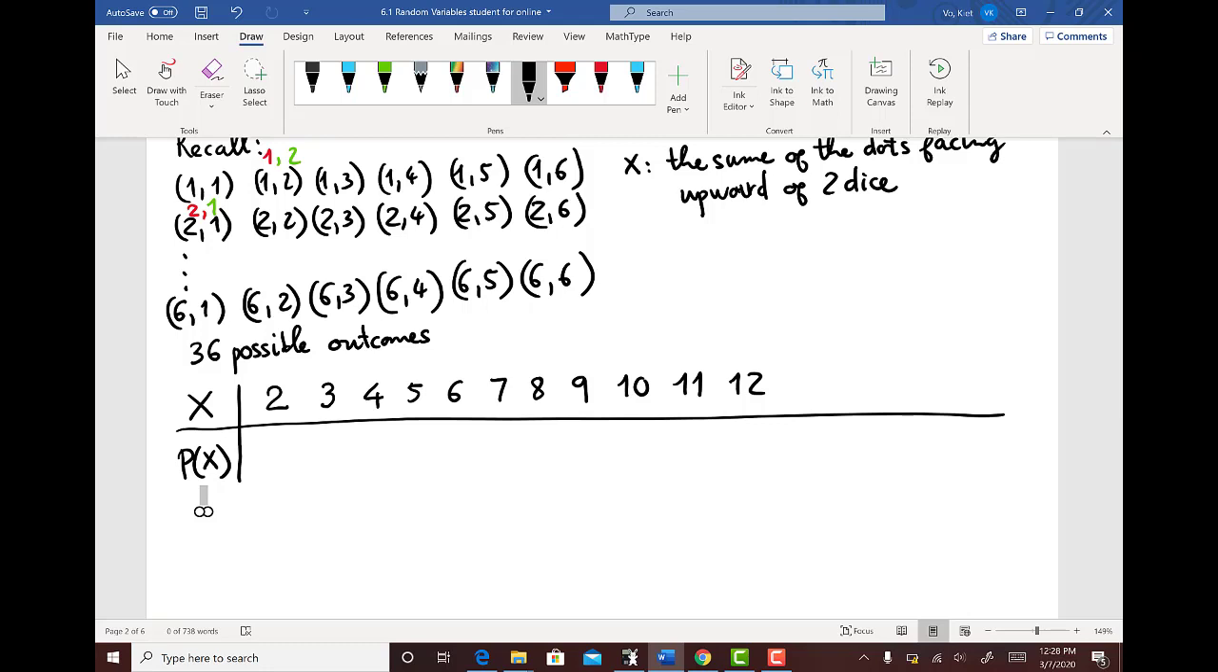So now let's think about the probability for each of these outcomes. Well, to get a 2, the only way is for both of your dice to be a 1. You have to come up with a 1 on both of the dice, and there's only one outcome that would give us a sum of 2.